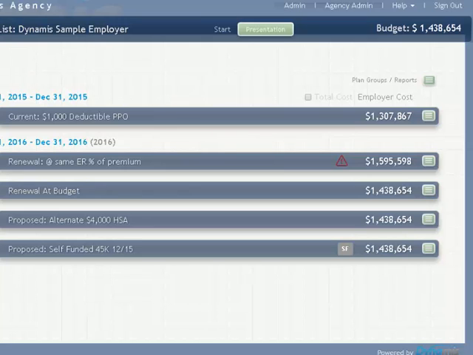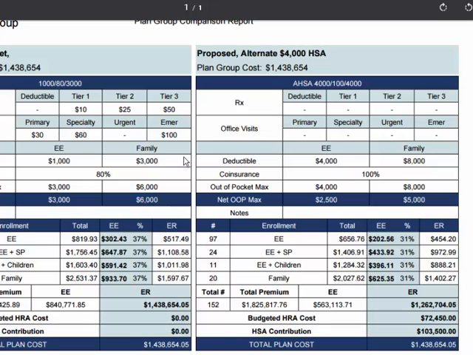So after this information has all been entered in, we're going to be able to report that back. So here we're able to see their renewal adjusted to meet their budget against the proposed option, which is the same cost to the employer, but if we look at the impact of the employee, we can see this option has actually a lower out-of-pocket exposure than their current plan. And if you take a look at the resulting employee cost compared to what their renewal plan was.